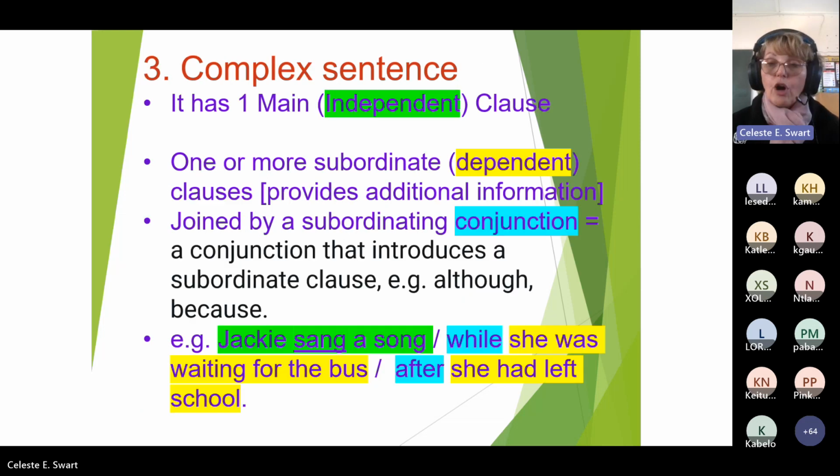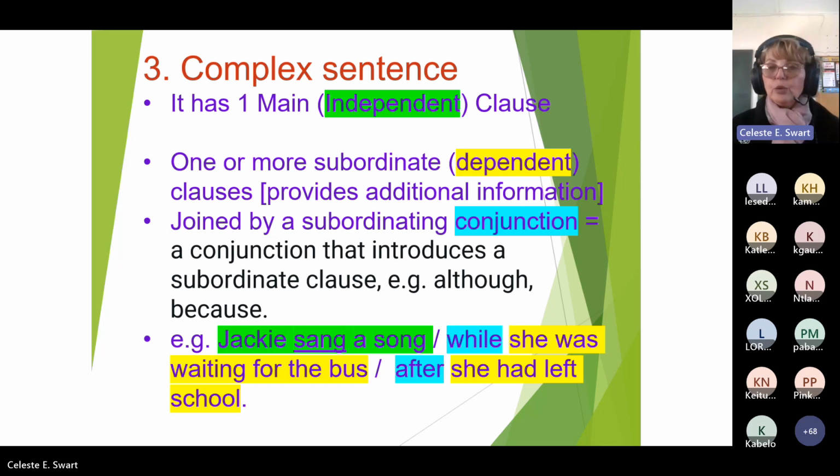Next, we have complex sentences. Now, very often learners are confused between complex and compound sentences. So be very careful that you don't confuse yourself by not learning how the rules work, because it's very simple. If we know the rules, it means that we'll be able to cope. In a complex sentence, there is one main or one independent clause. Independent means I don't have to depend on anyone else. I don't have to rely on anyone else or anything else.